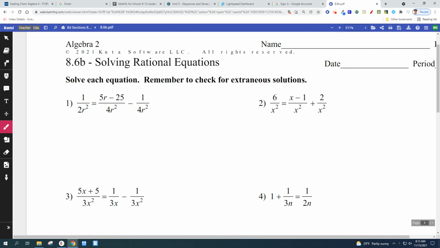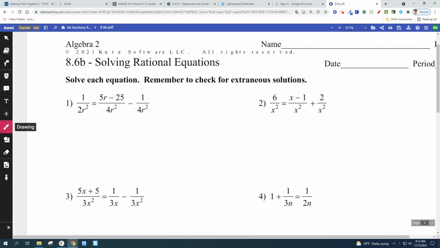8.6, solving rational equations. Again, rational means fractions. So we're solving equations with fractions, specifically fractions with variables on the bottom. Now, if you look at number 1, the whole deal is going to revolve around getting a common denominator. So you have to be able to figure out what the common denominator is.